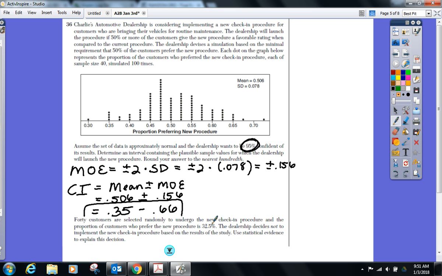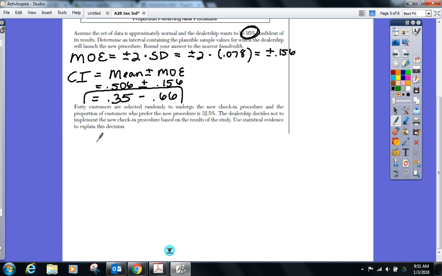Because I could have easily said 42%. And some of you still would have told me, oh yeah, don't do it because it's less than 50. But 42 would have been in our confidence interval, which would have been okay. It has nothing to do with being not 50%. It has everything to do with being outside the confidence interval. Okay, so 0.325 is what? Outside the 95% confidence interval.